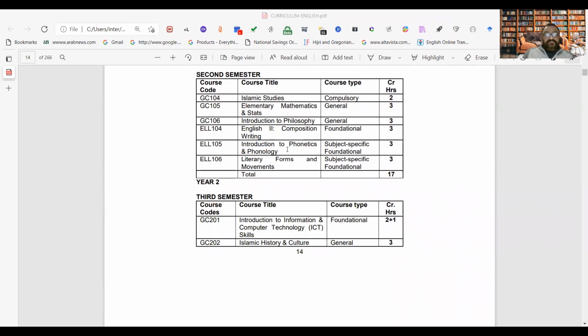Second semester, if you can see here, every year has 2 semesters. Second semester will also have 17 credit hours. Islamic studies compulsory, 2 hours, and elementary mathematics and statistics general, 3 hours. Introduction to philosophy general, 3 hours. English 2 composition writing foundational, 3 credit hours. Introduction to phonetics and phonology, 3 hours. It's a great thing that they have included phonetics and phonology at bachelor level. Literary forms and movement, 3 hours, total credit hours 17.